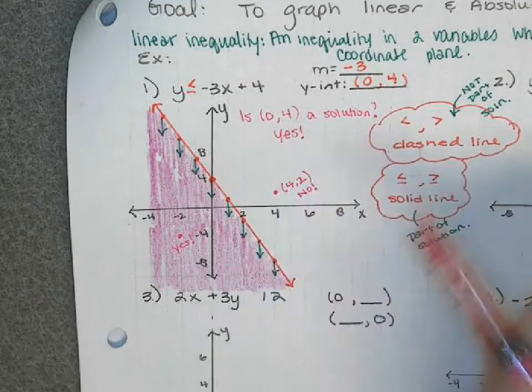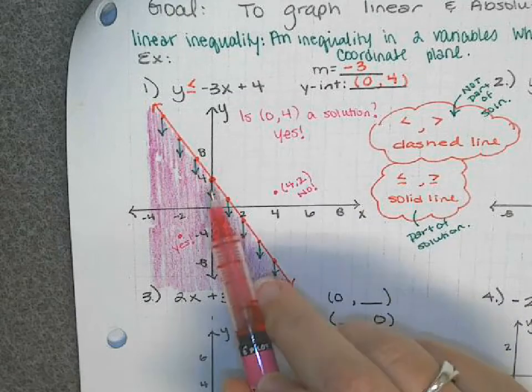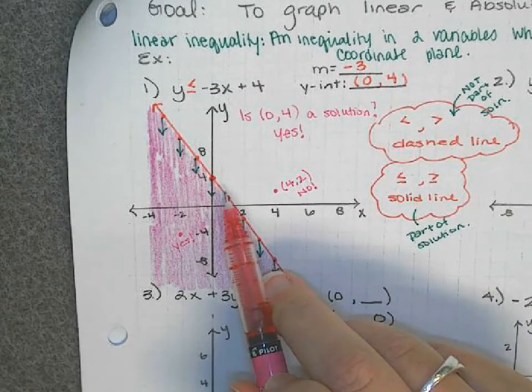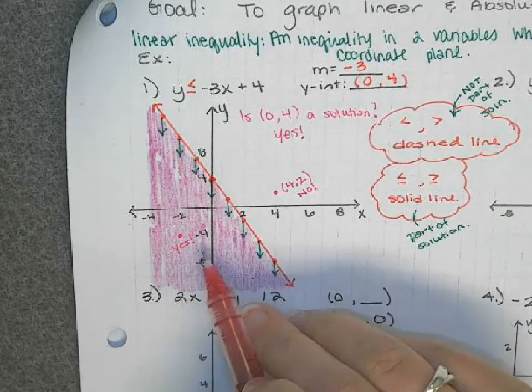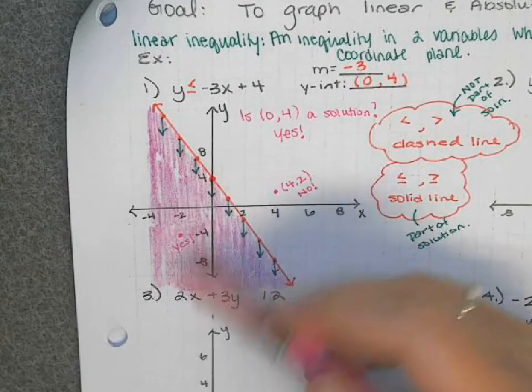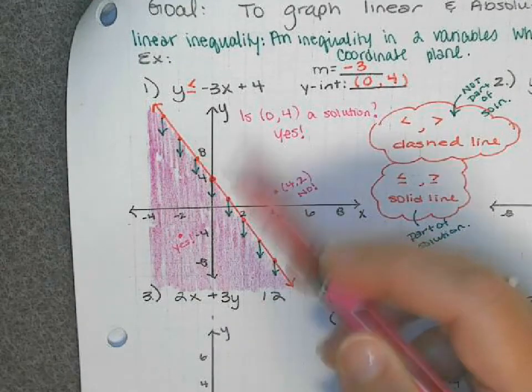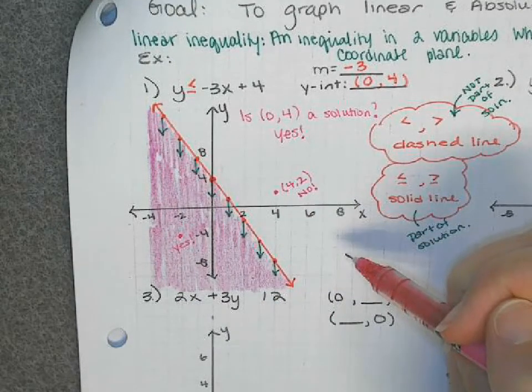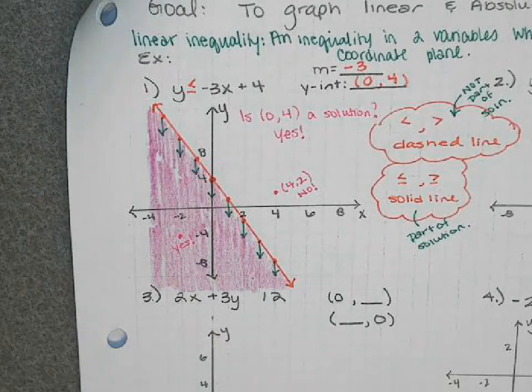So if it's asking is (0, 4) a solution and it's on a solid line, your answer is yes. If it was on a dashed line, you'd answer no. Either way, you're going to have shading. Anything in the shaded region is a yes. Anything in the unshaded region is a no.